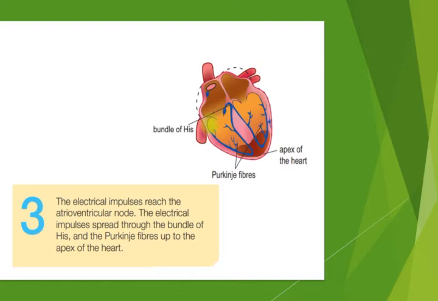And when it reaches the AV node, what happens? The impulse spreads rapidly to the bundle of His, and then to the Purkinje fiber and up to the apex of the heart. So that is number three: the electrical impulse reaches the AV node, and the AV node spreads the impulse to the bundle of His and to the Purkinje fiber.